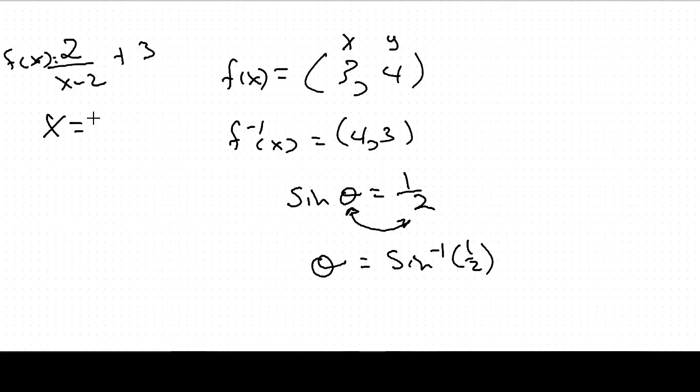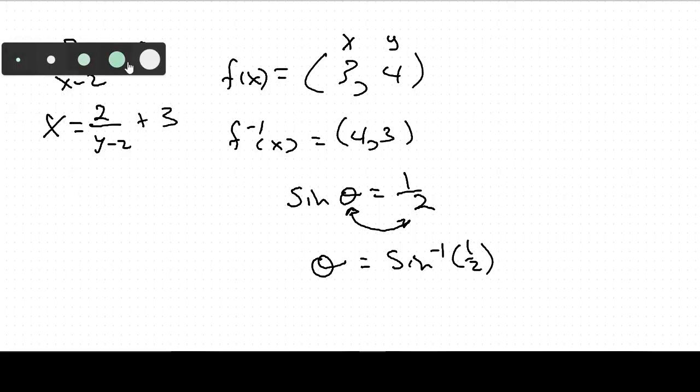So we're going to switch the x and the y. So this is 2 over y minus 2 plus 3. And now we're going to resolve that equation for y. And let me erase all the rest of this stuff.